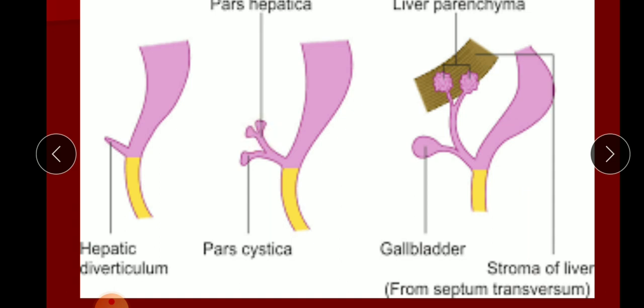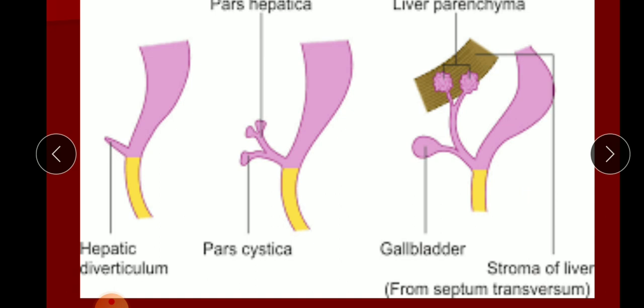Fine. Now what happens to the pars cystica? This part will form the gallbladder, and the proximal part will form the cystic duct. Then the proximal part of this hepatic diverticulum will be converted to the common bile duct, and that common bile duct will open into the duodenum, in the second part of the duodenum, on the dorsomedial wall.